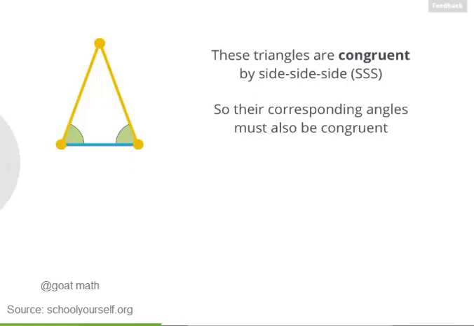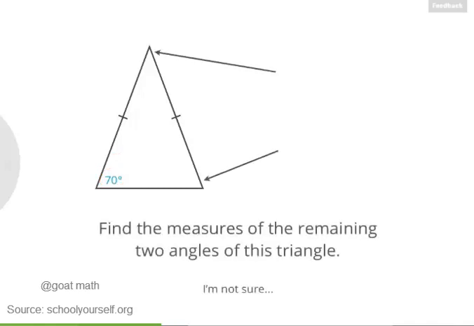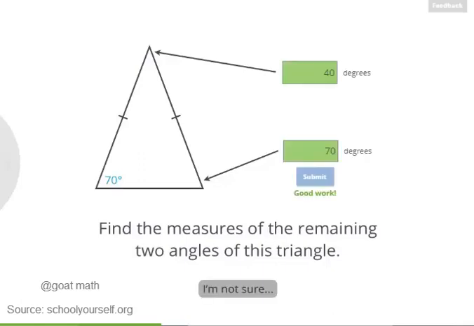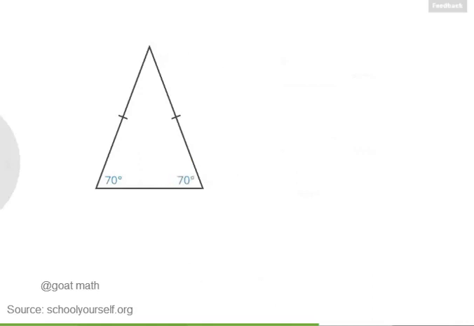Let's use this fact to solve some sample problems. Here's another triangle, and suppose these 2 sides have the same length, which we can indicate by marking them both with a hash. And let's say you also know that this angle down here measures 70 degrees. Find the measures of the remaining 2 angles in this triangle. Nicely done. Because this triangle is isosceles, this angle here must also equal 70 degrees, leaving 40 degrees for this angle up here.